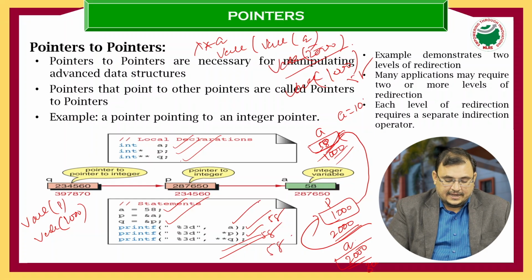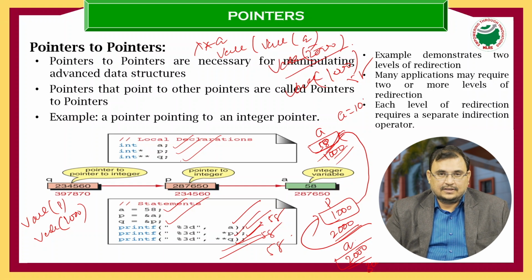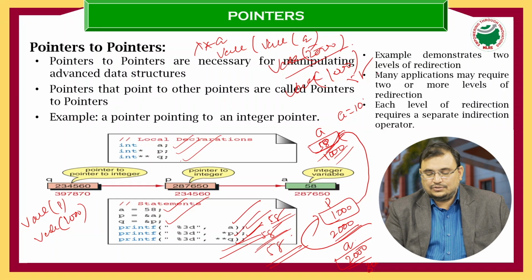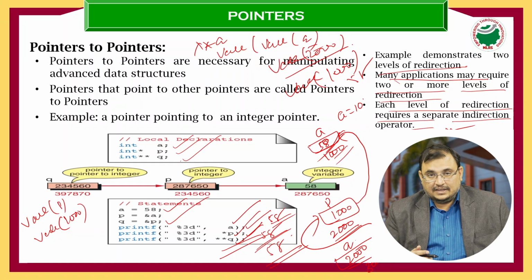So this is direct, this is indirect, this is pointer to pointer. The value can be accessed through indirection, or with double indirection. So the same value you can access in three ways here. This is the concept of pointer to pointer. The example demonstrates two levels of redirection. Many applications may require two or more levels of redirection. Each level of redirection requires a separate indirection operator; a separate star is required for each indirection.